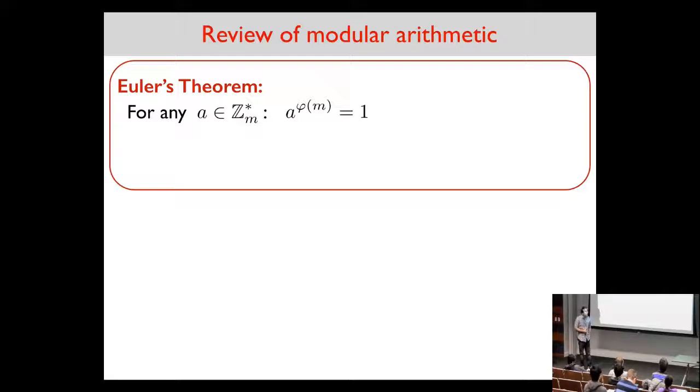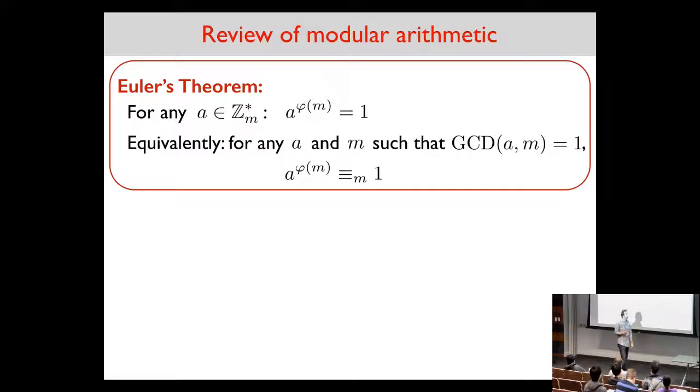And then there was a very important theorem that we saw last time. For any element in the universe Zm star, if you raise that element to the power of the size of the universe, like phi of m is the size of the universe, then you will always get 1. Another way to say it, if you want to work in the integer universe, you can say for any a and m such that the GCD of a comma m is 1, a to the phi of m is equivalent to 1 mod m.